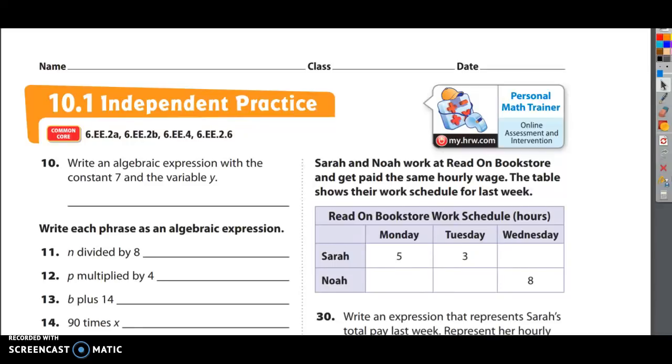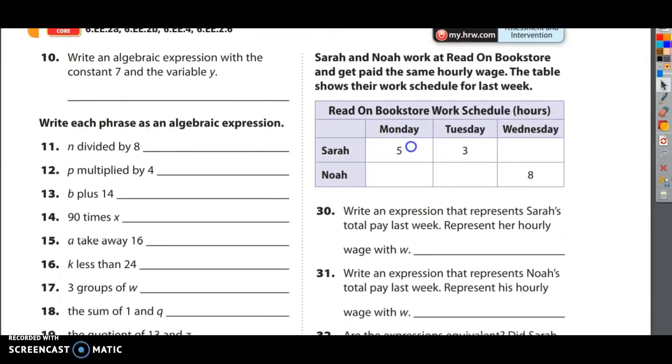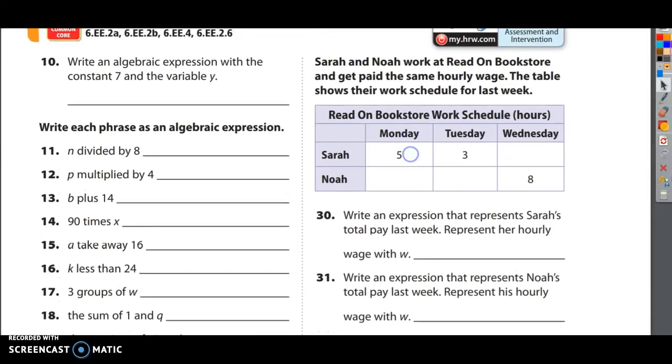All right, this is page 266. This is the independent practice for lesson 10.1. Let's go ahead and go through this. Feel free to try these and then hit play when you're ready to check your answers. I want you to recognize that on a lot of these problems, answers vary. There's not one right answer for number 10.